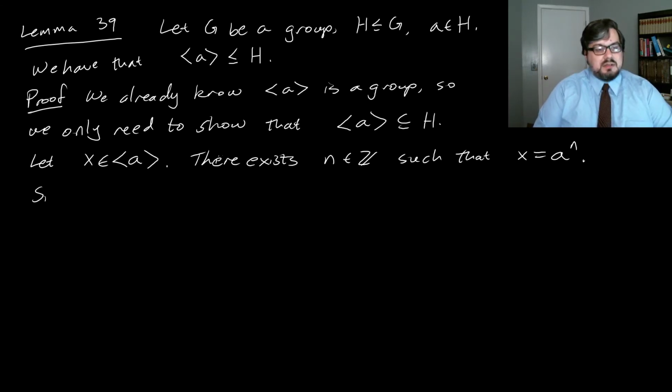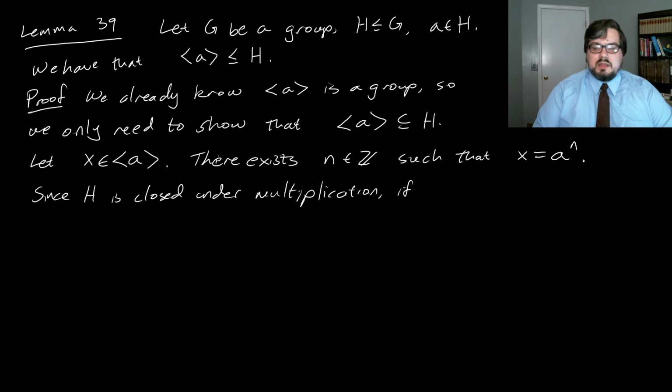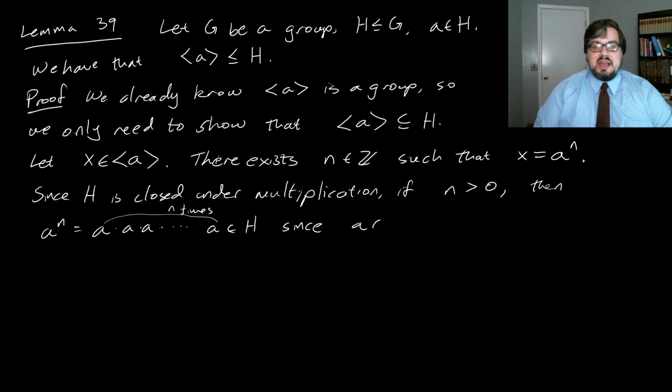Since H is closed under multiplication, if n is positive, then A to the n, which is just A times A times A times A, n times, that has to belong to H, since A belongs to H. So that's what happens if n is positive. Now what about if n is negative?